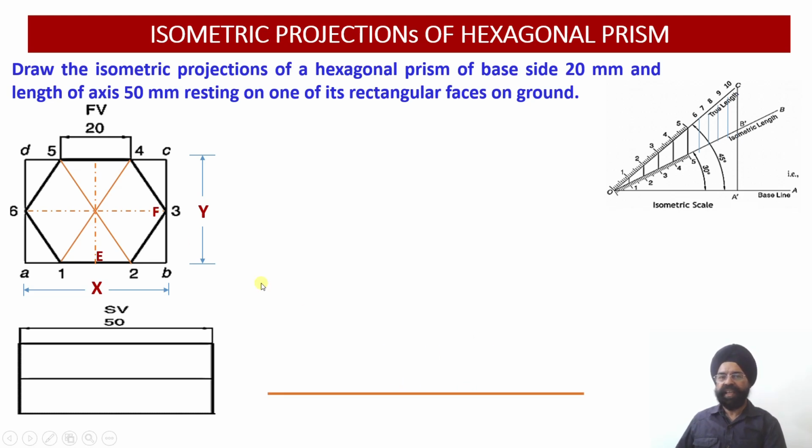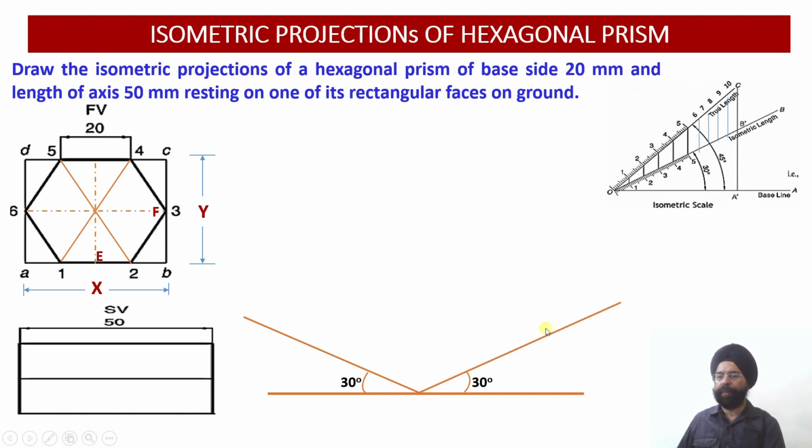Now in this case, this particular hexagonal prism is resting onto one of its rectangular faces on the ground. So this point 1 2 will lie on the ground, and the length of 50 millimeter will be shown along this particular direction. Step 1: we have drawn a horizontal locus line or ground line and marked a point on it. From this point towards the left, an x-axis has been drawn at an angle of 30 degrees. Similarly, the z-axis has been drawn at an angle of 30 degrees.